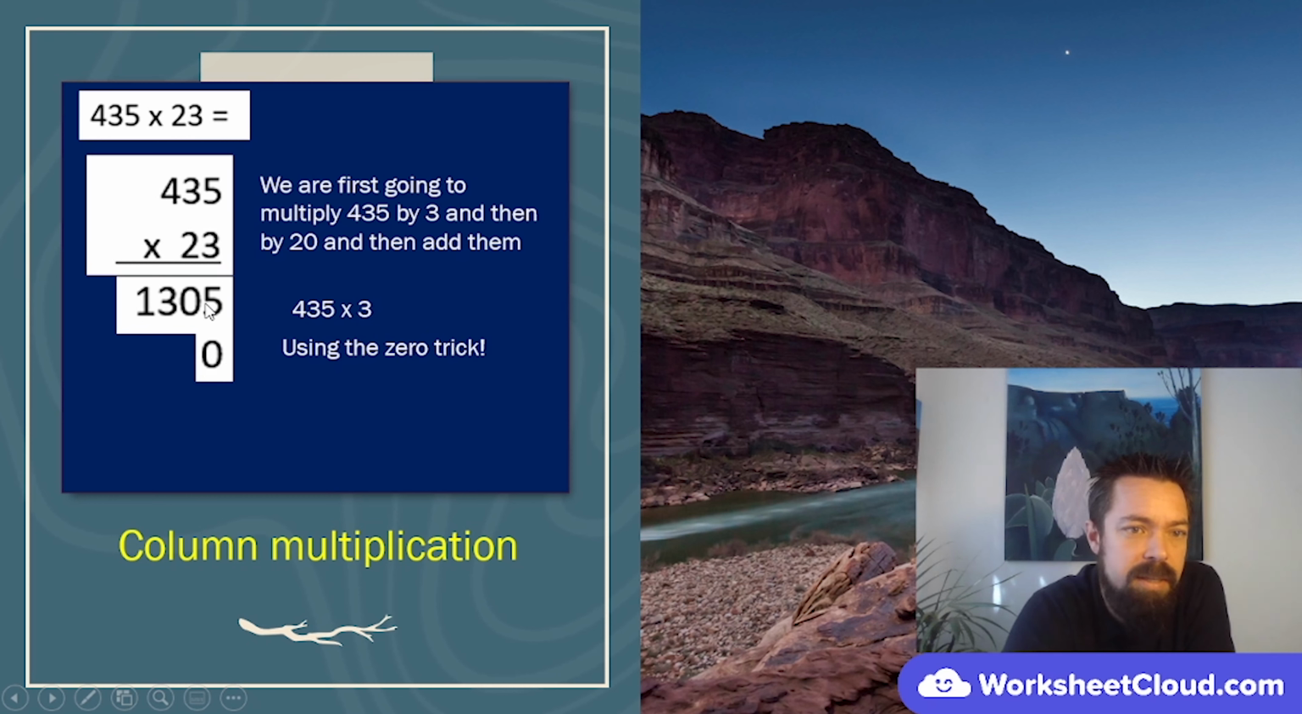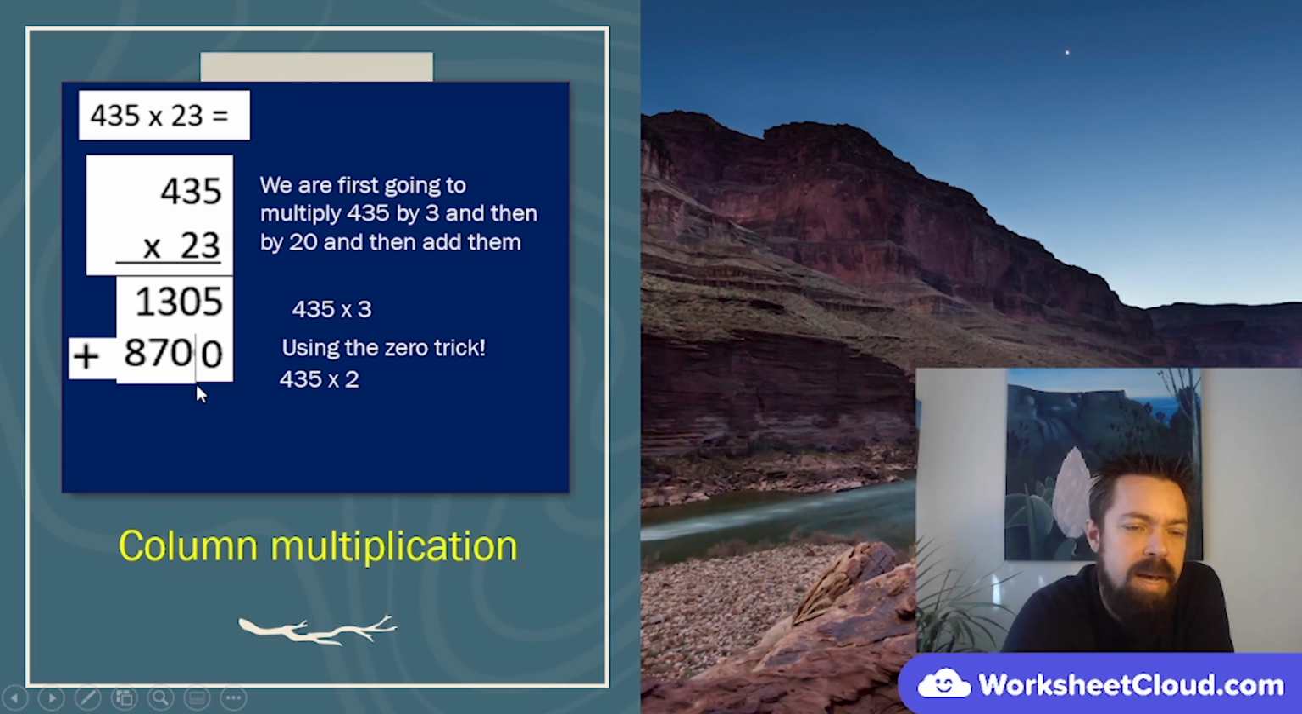And now that I've put my 0 there, I can actually just multiply as though this was 2. Right, so I go 2 times 5 is 10. So there would be a 0 that I'll put over here, and I'll carry 1 to my next column. 2 times 3 is 6, plus 1 is 7, so the 7 will come under the 3. 2 times 4 is 8, and 8 will come under the 1. There we go. So, slightly squiff, but it's close enough. All right, so that was doing 435 times 2. I've got the 0 trick for the 0 at the end.